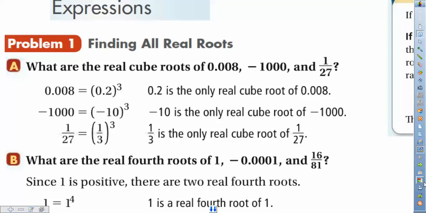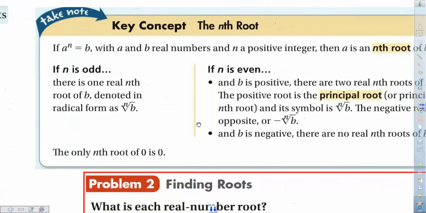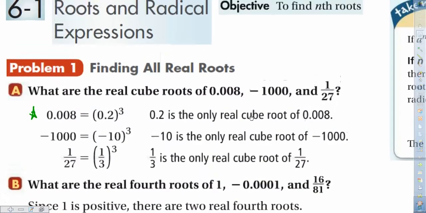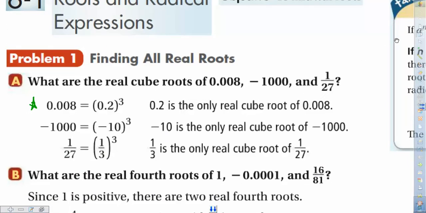In this case, for example, A, they're asking us to look at all the real cube roots of those three numbers there, 0.008, negative 1000, and 1/27. So treat this just as one number at a time. The first step, let's just figure out what the cube root of .008 is. Because we're doing a cube root, 3, an odd number, there's only one answer. There's only one real root that when you multiply by itself 3 times you get .008, and that would be 0.2.